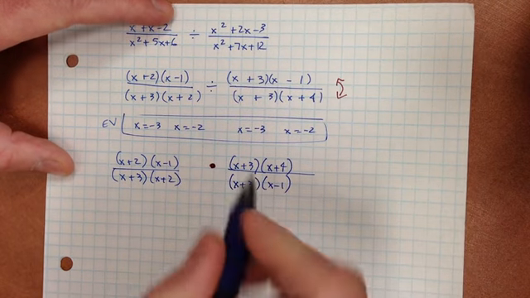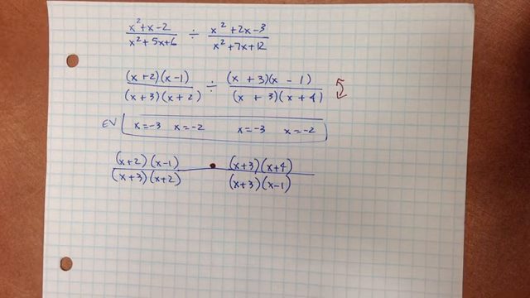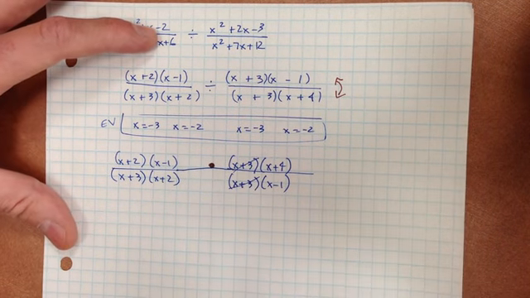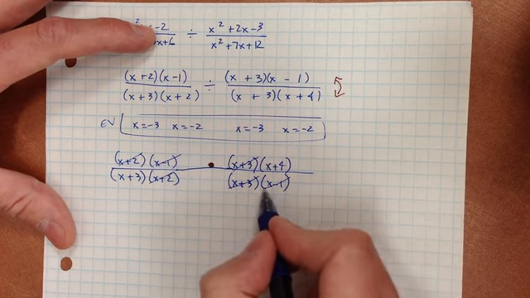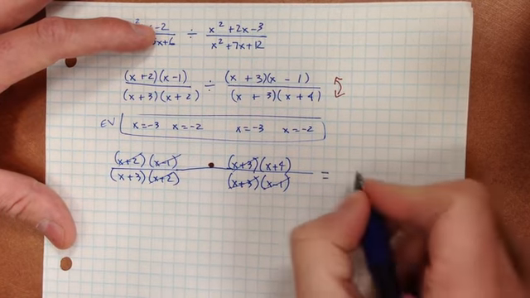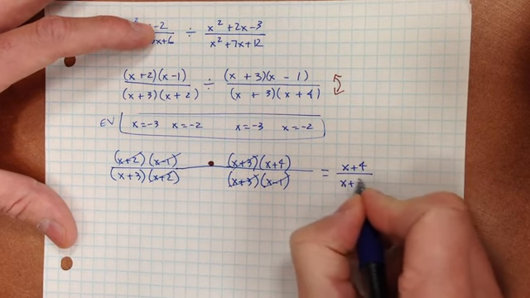Now it's multiplication, so some people like to combine this into a single fraction, everything on the top over everything on the bottom. Now we can start canceling out some factors here. X minus 1. Great. What I have left is x plus 4 over x plus 3.